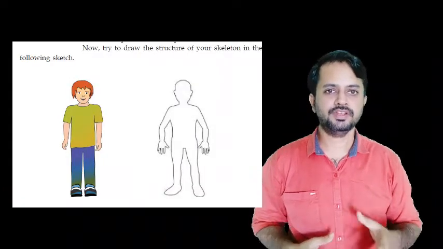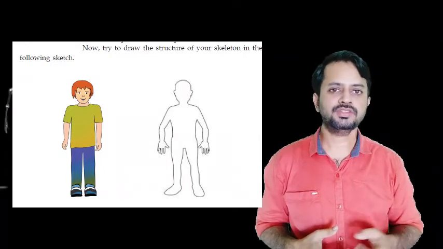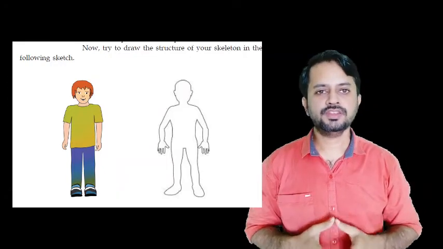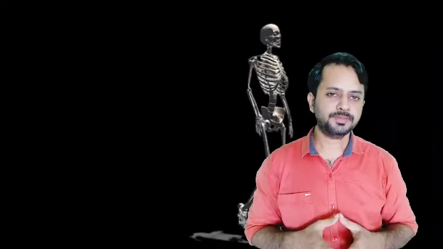So you have to guess how the human skeleton is. There is a diagram given in your textbook. You have to guess and draw the human skeleton in your body. It is in textbook page number 127. So you can see the human skeleton.